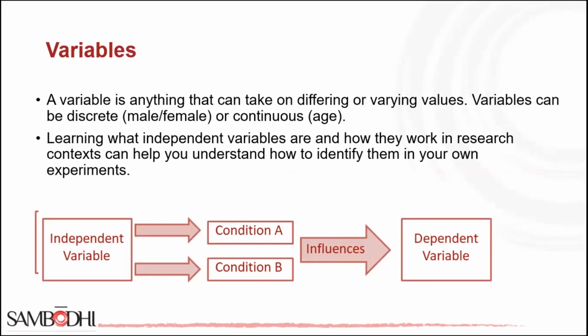A very important part, variables. A variable is anything that can take on differing or varying values. Variables can be discrete, male or female, or continuous, that is age. A measurable characteristic that varies, it may change from group to group, person to person, or even within one person over time.